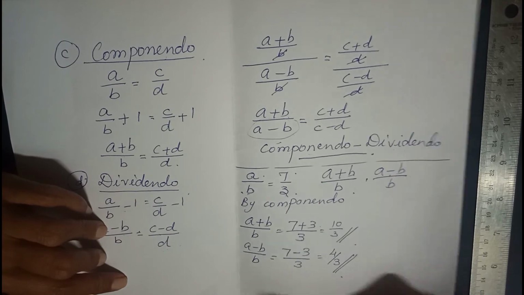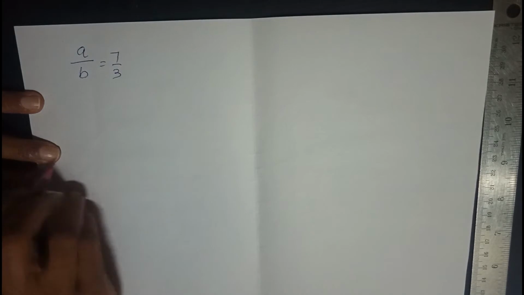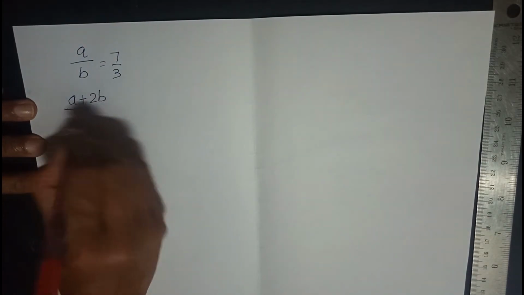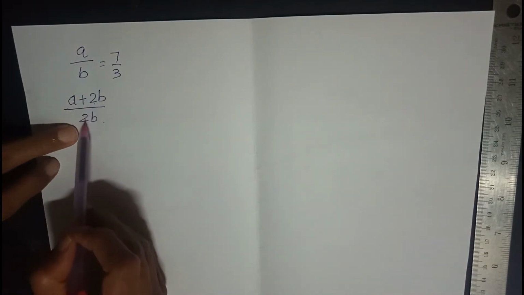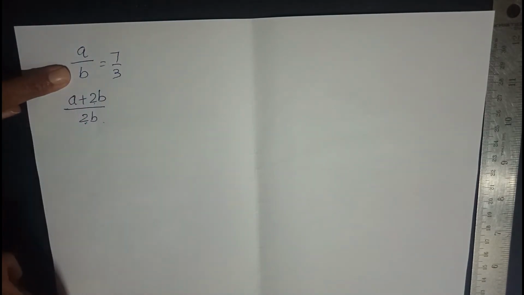Now let's continue further with a slightly more advanced type of sums based on these. So what was the ratio we had? We had a upon b equal to 7 upon 3. Let us say I want to find out (a plus 2b) upon 2b. Now here you can see we have 2b, but in the given ratio we have only b.